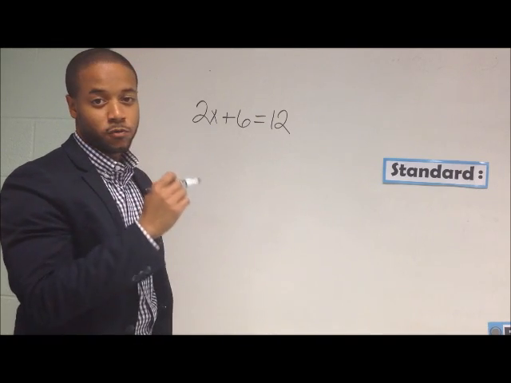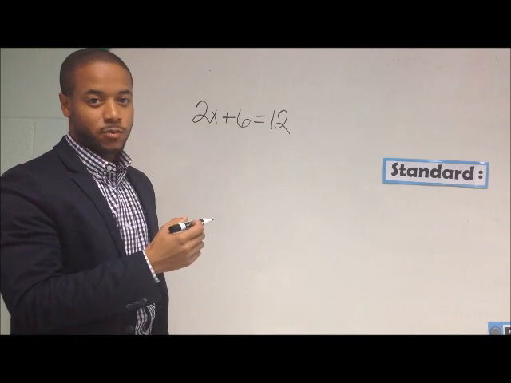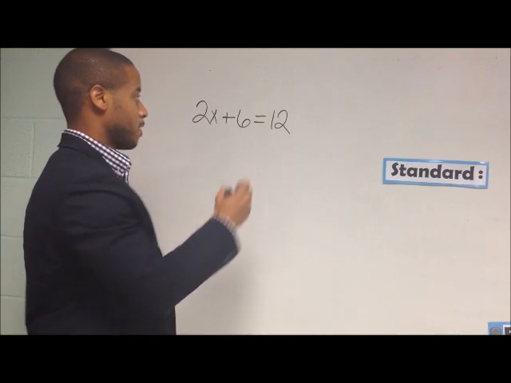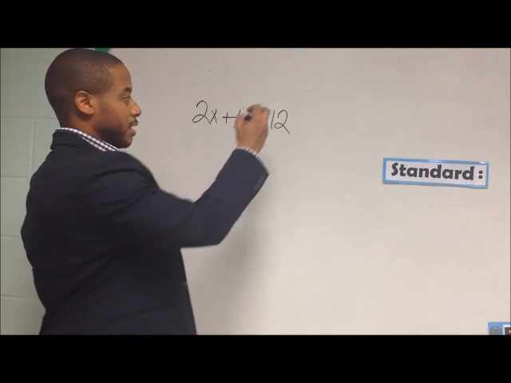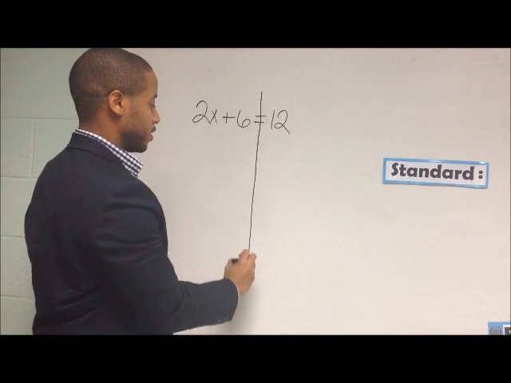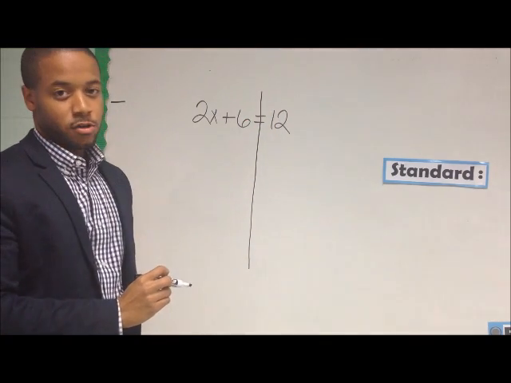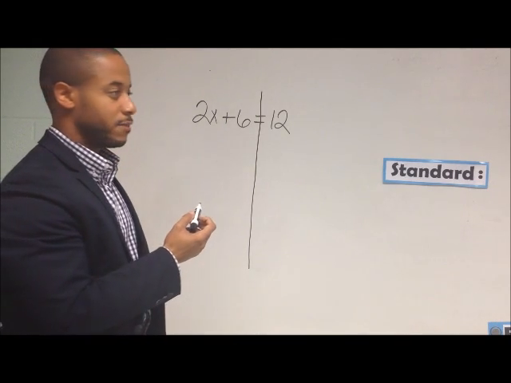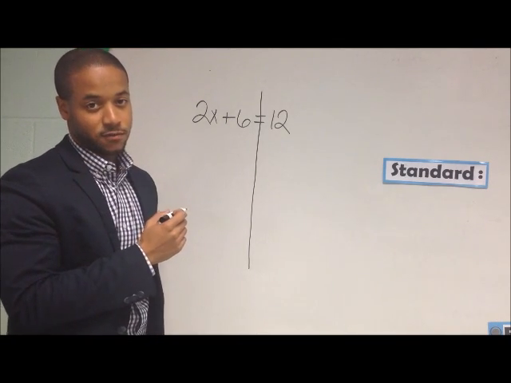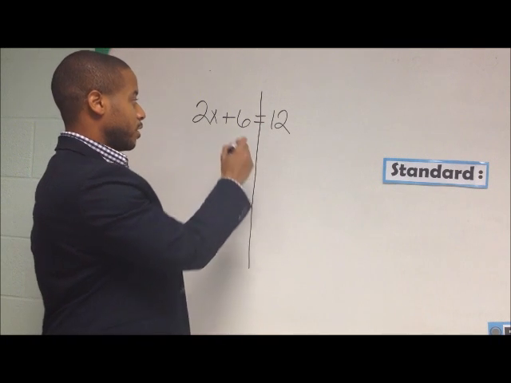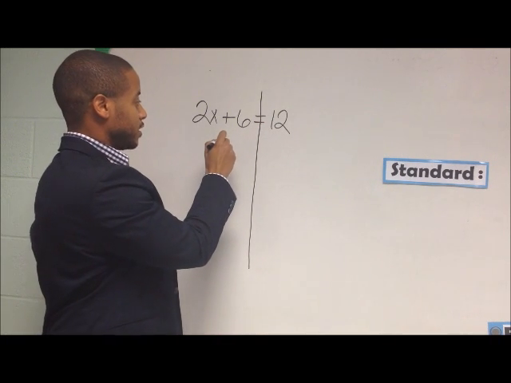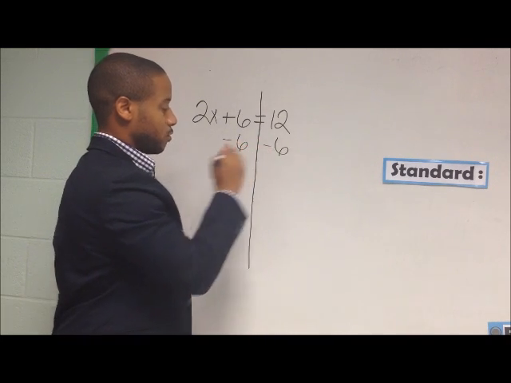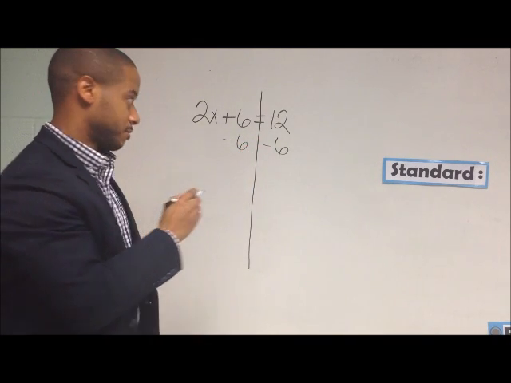Now in math, in order to move one thing to the other side of the equal sign, we have to do the inverse operation. I like to draw a line here to separate the two sides of the equation. Whenever we're trying to solve these, you're always going to do the inverse of addition or subtraction first. So here, the inverse of addition is subtraction. So we're going to subtract 6 from both sides. Whatever you do to one side, you have to do to the other.